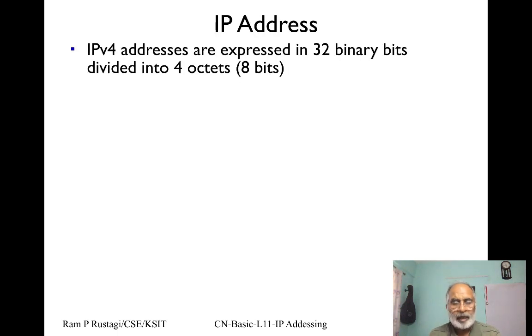So what really is an IP address? How long is it? How do we write it? When the internet was designed, it was thought there would not be more than 2 raised to the power 32, or about 4 billion computers in the world. So 32 bits was good enough. So IP addresses were assigned as 4 octets.